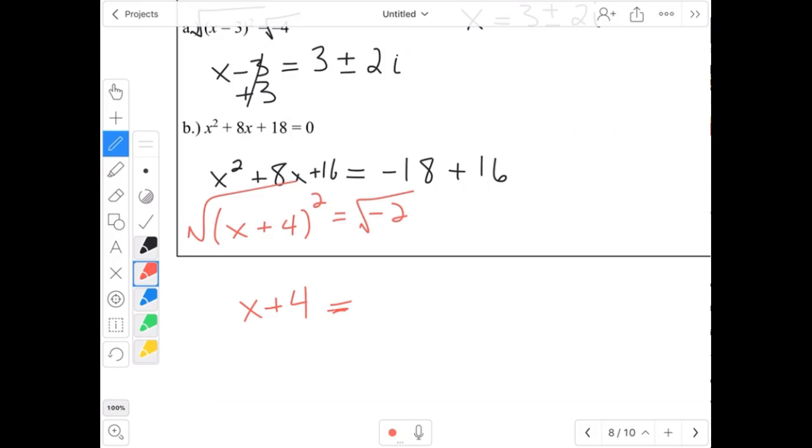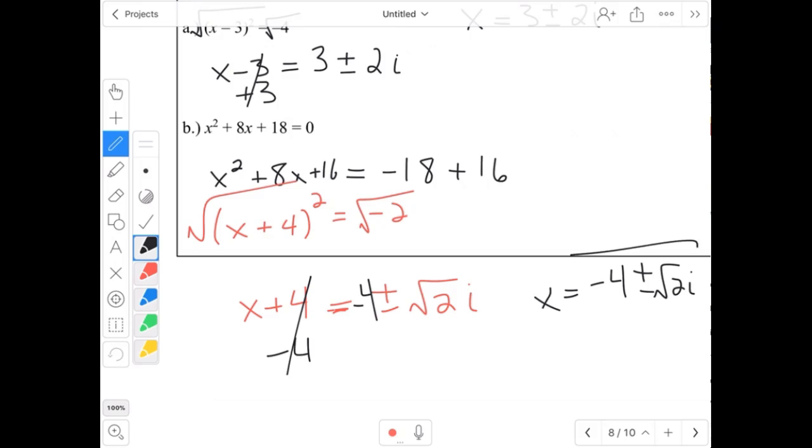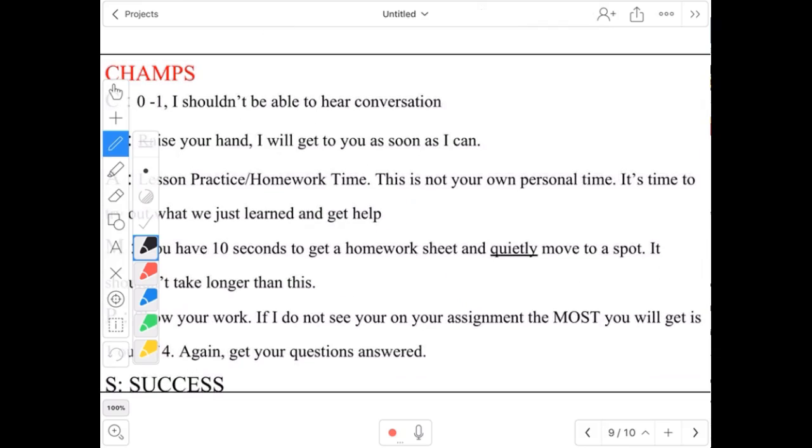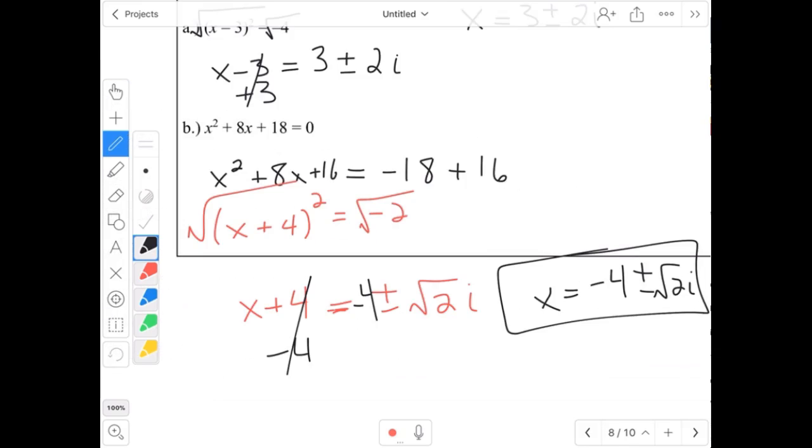However, I'm just going to leave it as the square root of 2, and then I'll have an i. So plus or minus the square root of 2 with an i. That plus or minus is from taking the square root. I should have put that on there before. Subtract 4 from both sides. x is equal to negative 4 plus or minus square root of 2 i. Okay. Let's move on. That's it. We're all good.